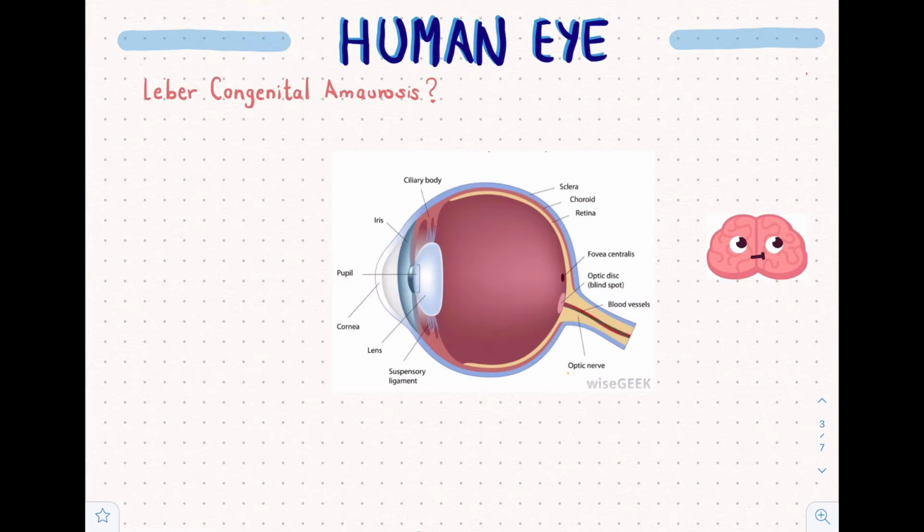Leber congenital amaurosis is a genetically inherited family of diseases that causes degradation of the retina in the eye. The onset of this disease is pretty early in life, as seen in baby Shiv's case, where vision progressively gets worse throughout the growing years, and it can lead to complete blindness.